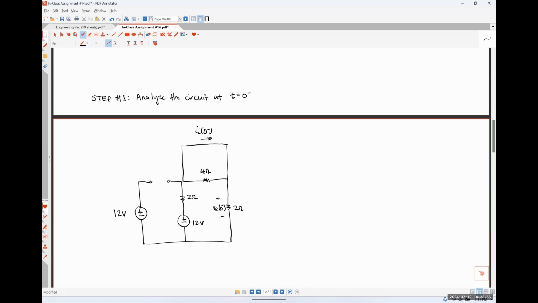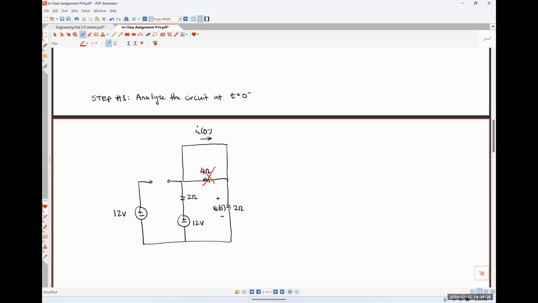So before we get into our analysis, what's going on with the 4-ohm resistor? It's shorted out. It's shorted out, absolutely right. So because it was directly in parallel with our inductor, and we replaced our inductor with a short circuit, this 4-ohm resistor right here can completely be ignored. So we're just going to treat it like it doesn't exist.